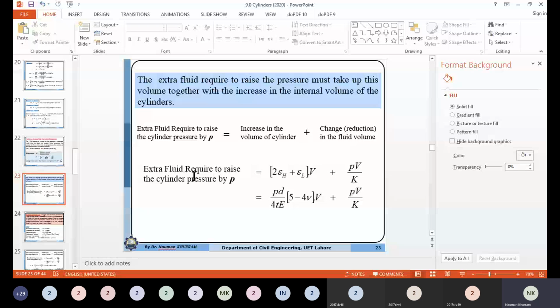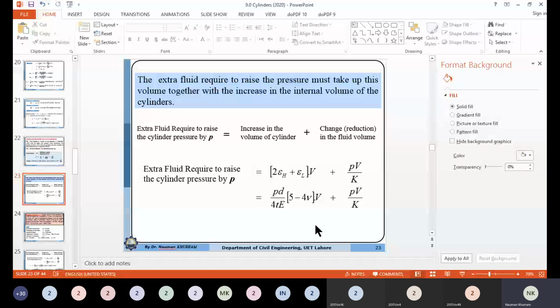So the extra fluid required to maintain or increase the pressure of the fluid is equal to the volumetric strain in the cylinder plus the change in the fluid volume. That is the increase in the cylinder dimension, and that is the reduction in fluid volume. So that will be the extra that can be computed. If we do not take care of this parameter, then the actual pressure will be reduced.